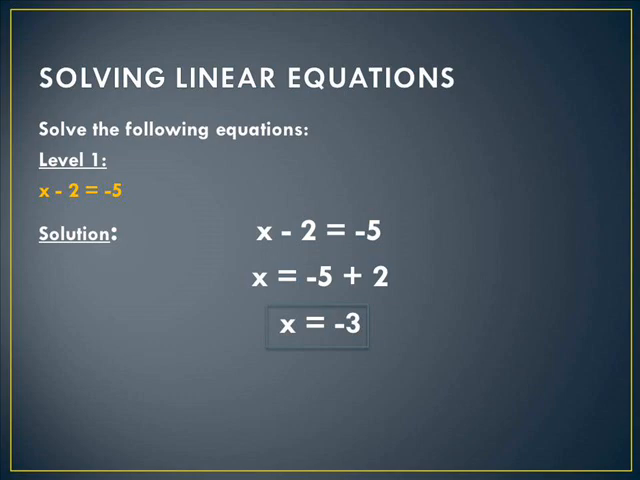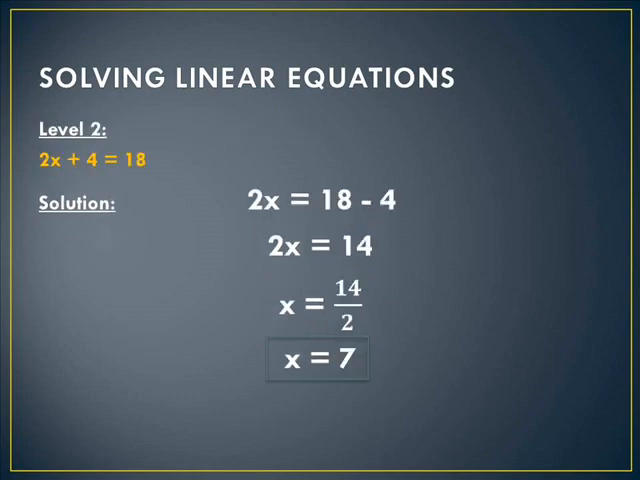We can write the equation as x is equal to minus 5 plus 2. When the numbers have different signs, we do subtraction. 5 minus 2 is 3. And as we take the sign of the bigger number, the final value of x becomes x is equal to minus 3.